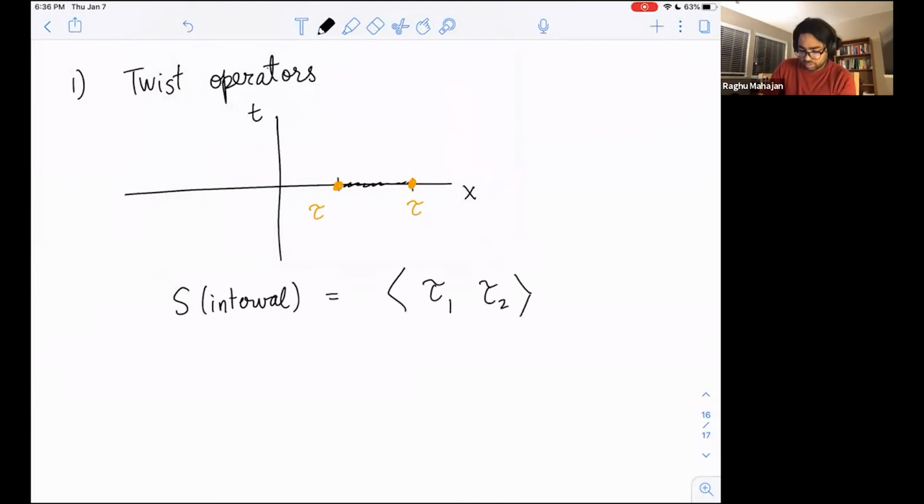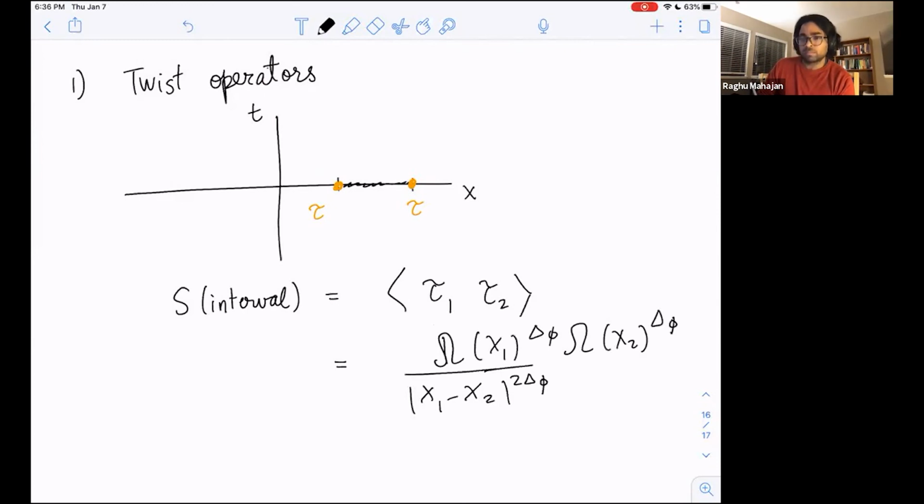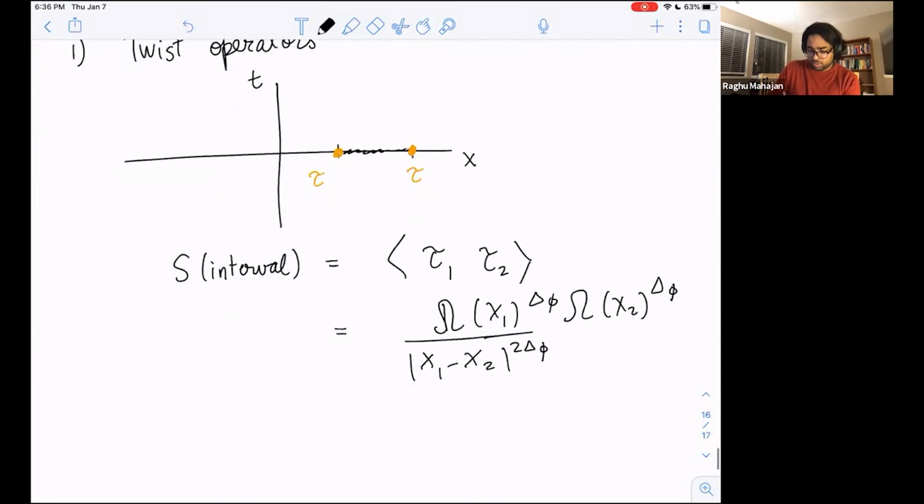These twist operators have some dimension. Typically in flat space, we would write its correlation function as 1 over x1 minus x2 raised to 2 delta phi, right? But if we are not in flat space, the correlation function is different. It's equal to omega of x1 to the delta phi, omega of x2 to the delta phi. And then you have to take some limit of n goes to 1 and take some derivatives. But the point is, this is how the omega enters. It enters just in the correlation function of the Cardy-Calabrese twist operators.